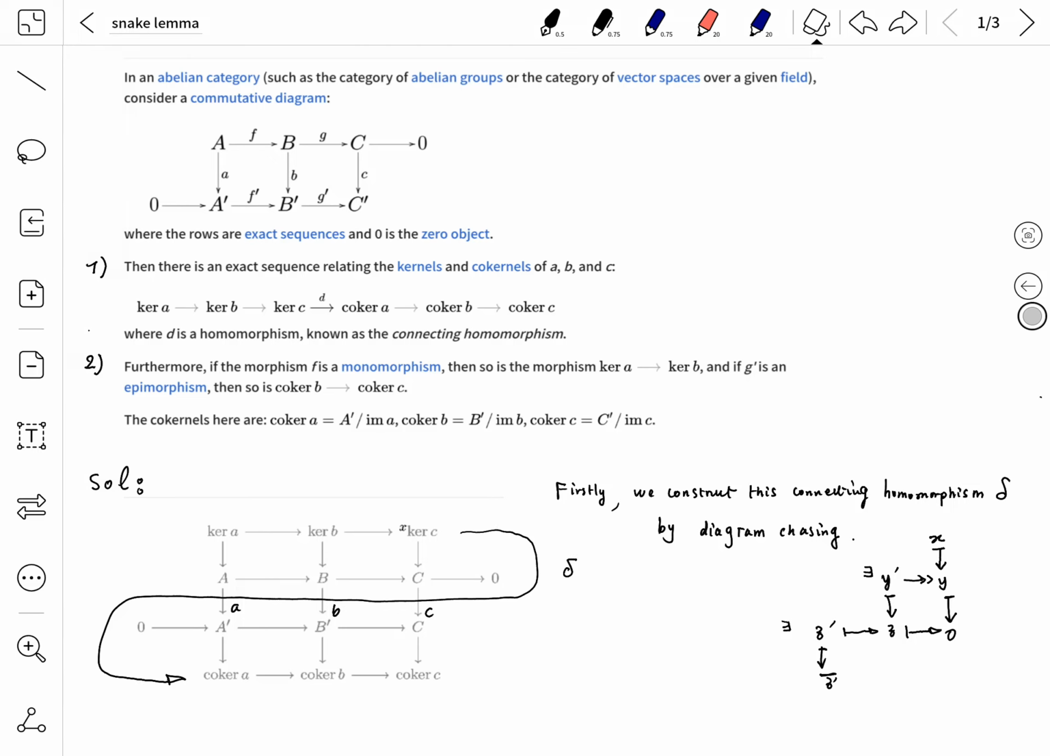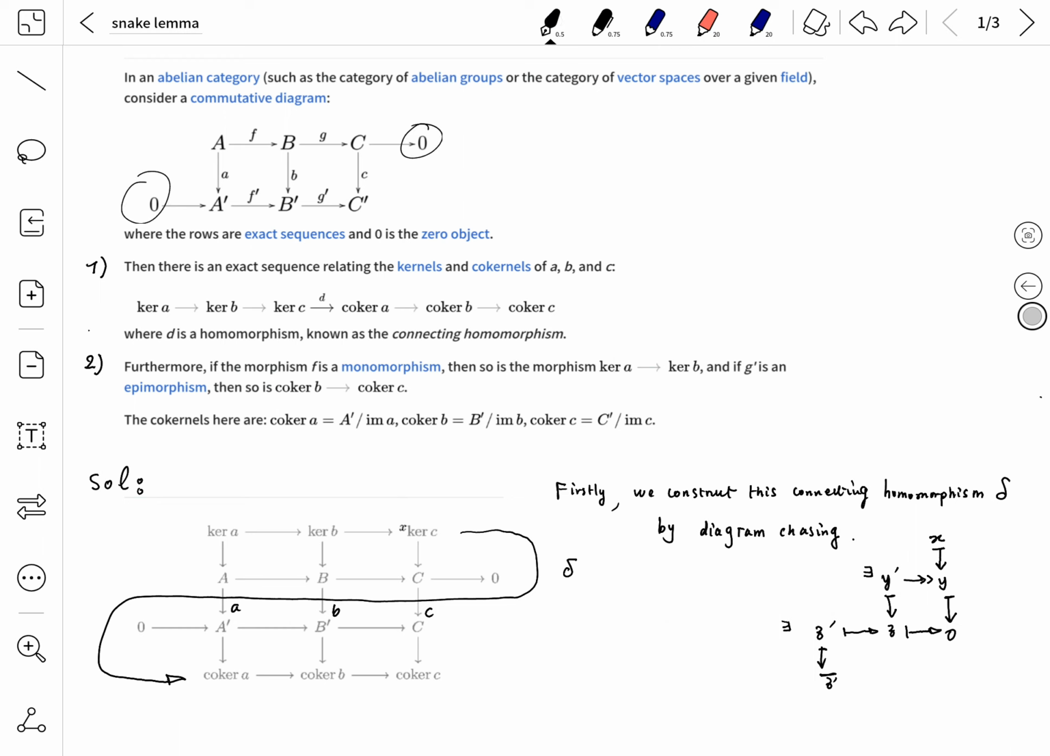So let's look at the snake lemma. The statement is: in any category, such as the category of abelian groups, or the category of vector spaces over a given field, consider the commutative diagram as below. This diagram is the most basic one. You have to make sure you have A, B, C, and this arrow G is surjective, and you have A prime, B prime, C prime, where F prime is injective. Okay? This is the basic setting.